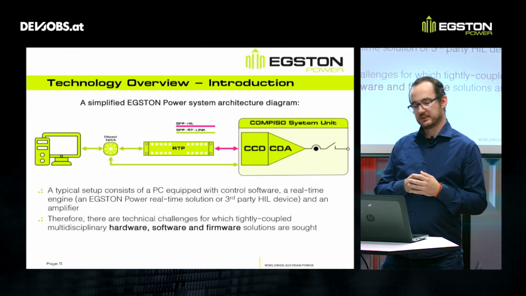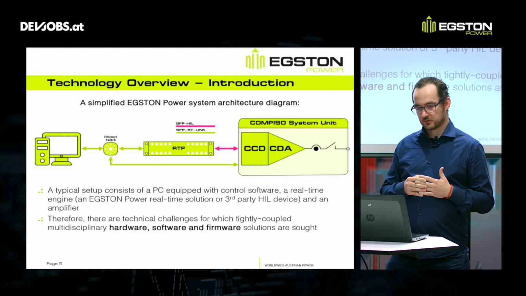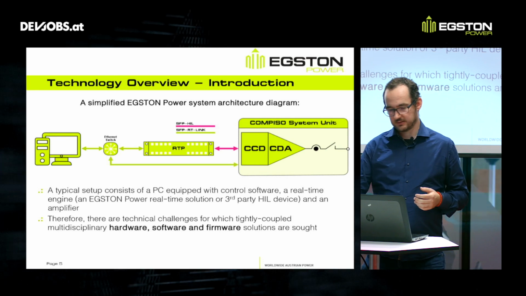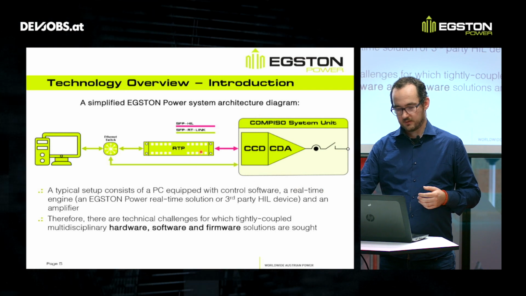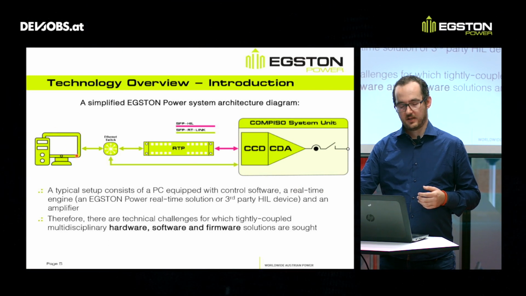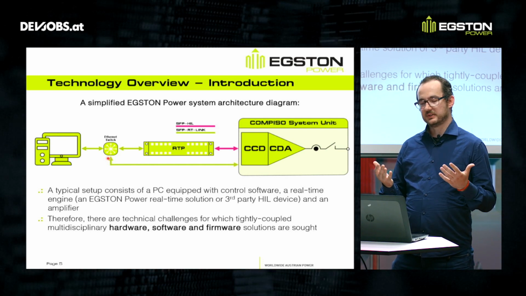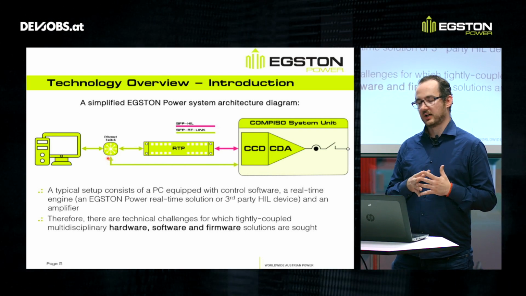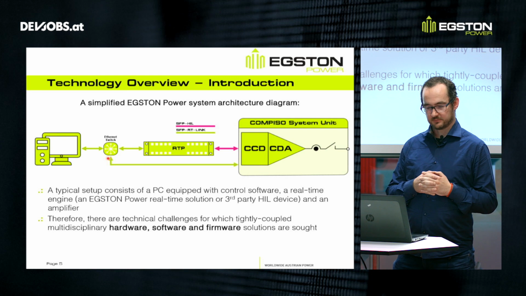One simple example of what the internal architecture of such a setup would look like is illustrated in the following figure, where we see practically the amplifier on the right side, the real-time processing engine in the middle, and the control PC on the left side, which is practically the setup needed for testing a device under test, which is connected to the outputs of the Compiso system unit, which is the name of one of the EGSTON amplifiers.